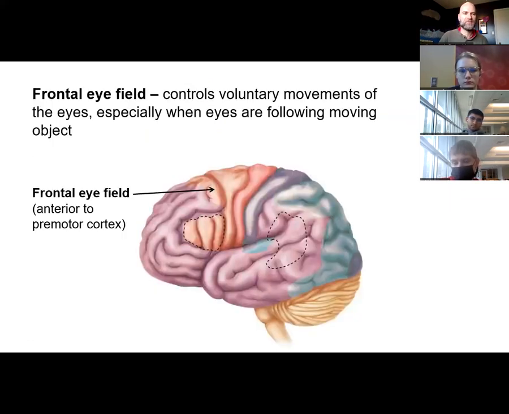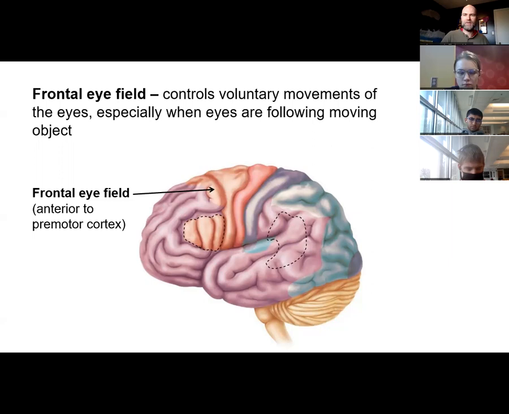All right, let's talk about this frontal eye field. So this is this little spot just anterior to the premotor cortex. And I'm not going to get into too much detail here, but basically this spot controls the voluntary movements of the eyes, especially when you're following a moving object. So if you're looking at your screen right now, you see my finger over here, move it over here, your eyes are following that, right? That is due to the neurons in the cerebral cortex of the frontal eye field here.